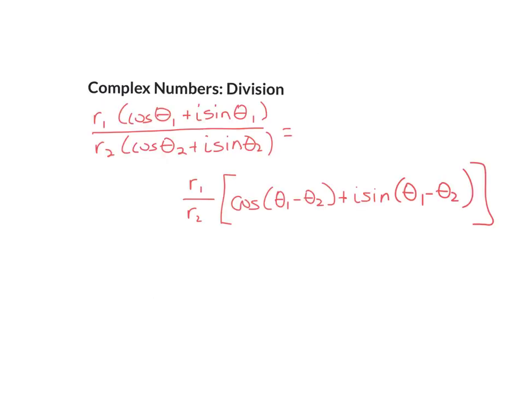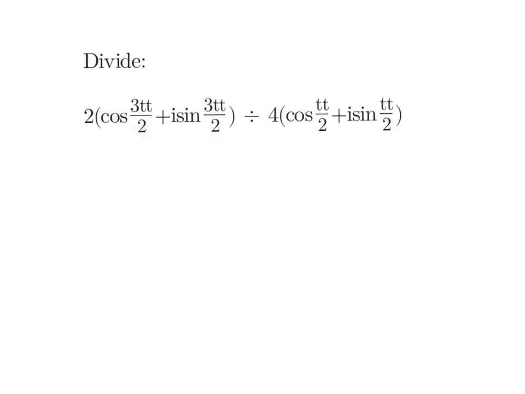And the last thing is division. Division works exactly the opposite of the way multiplication did. If I have these two complex numbers in trig form, you divide the r's, r1 divided by r2, and then you subtract the thetas. So it's the exact opposite of what we did with multiplication. Divide your r's, subtract your thetas. Let's try one. Here it is. So I have 2 cosine 3 pi over 2 plus i sine 3 pi over 2 divided by 4.